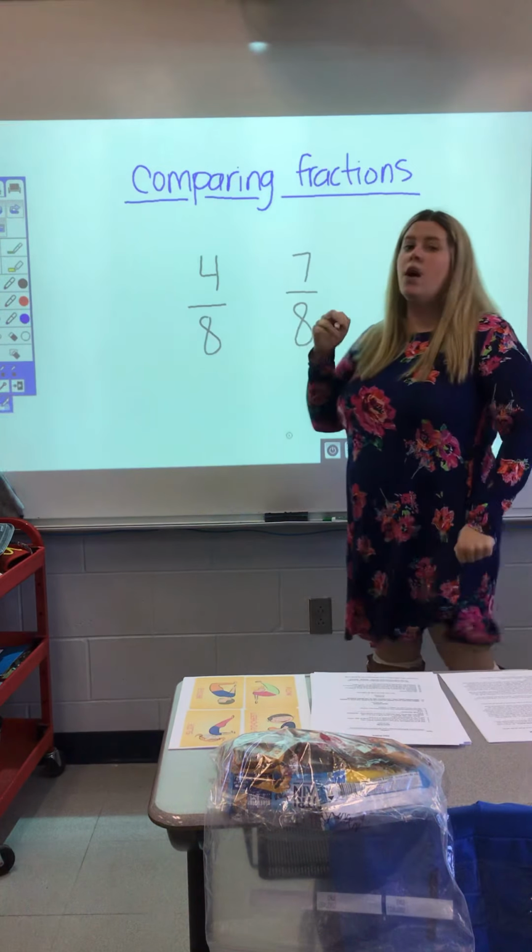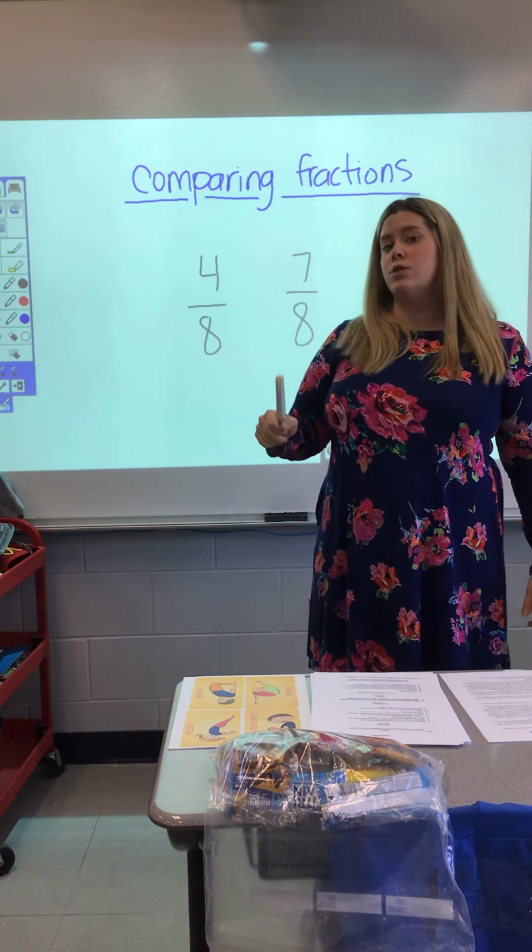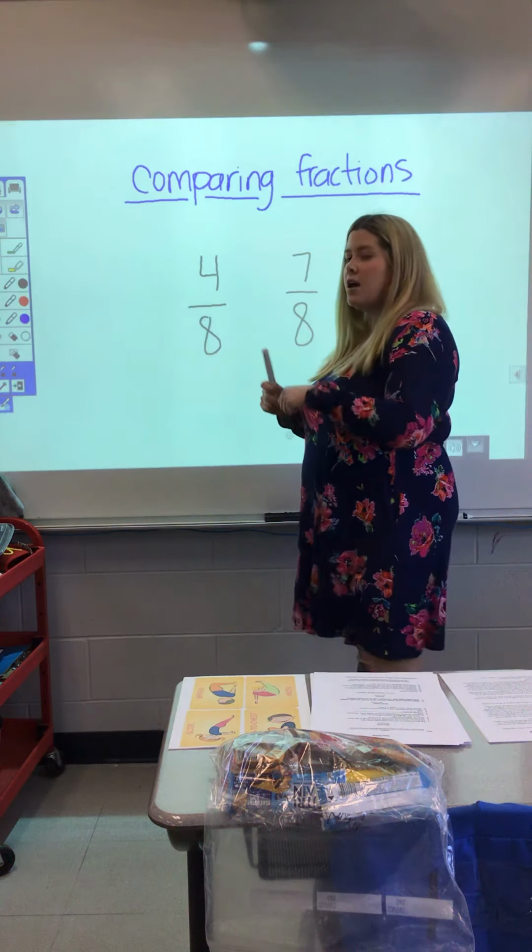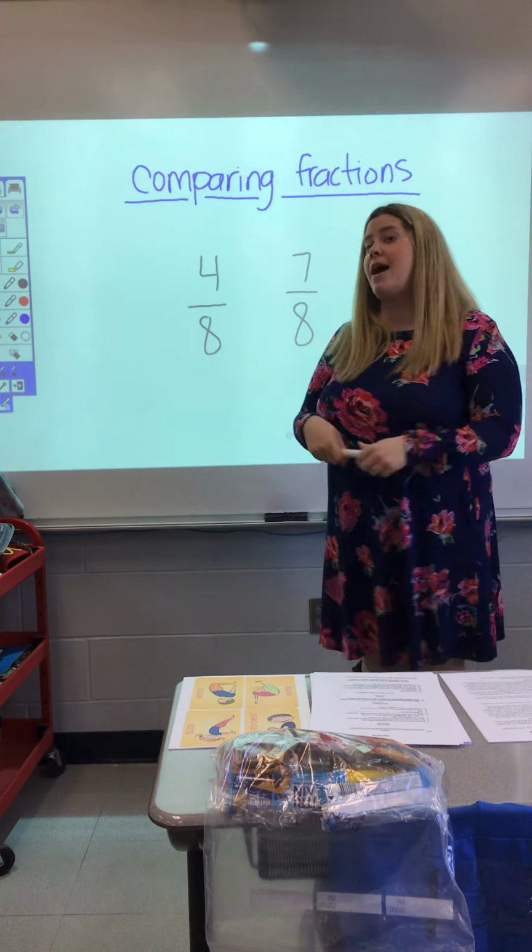What should go in the middle? A greater than, less than, or equal to sign. You can pause the video, figure it out, and then hit play to come back and check.